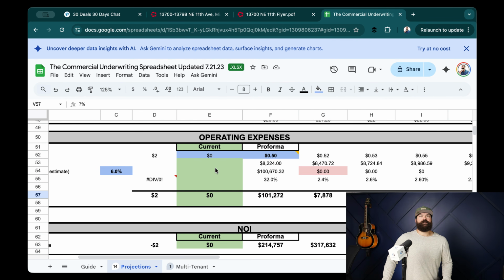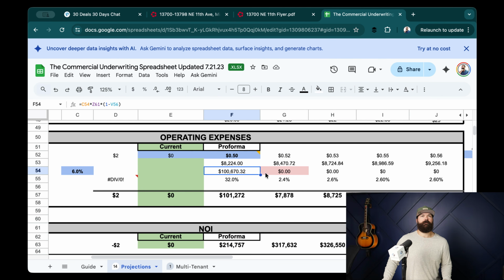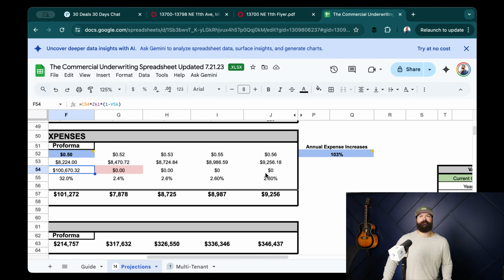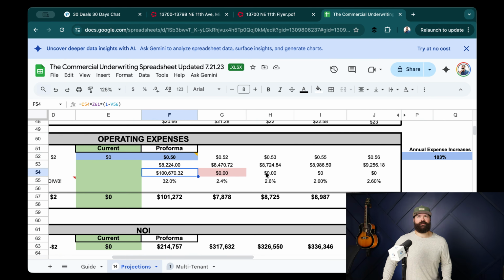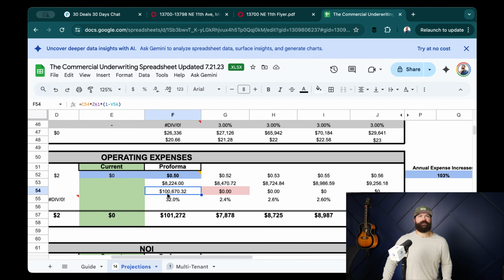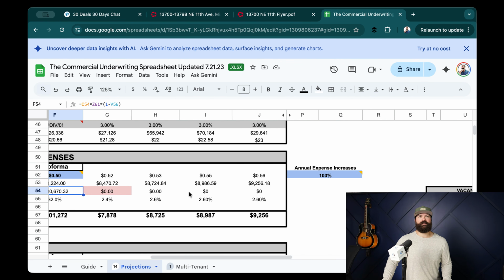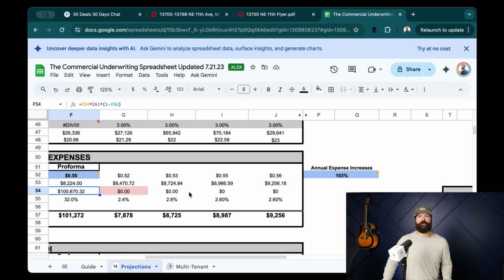All right, let's see here. We'll keep it at 6% commissions. Why? This is why you should always download a brand new spreadsheet every time you do a deal. I've been using the same one, and I'm looking at this, like, we're not paying $100,000 in commissions. Something is broken.